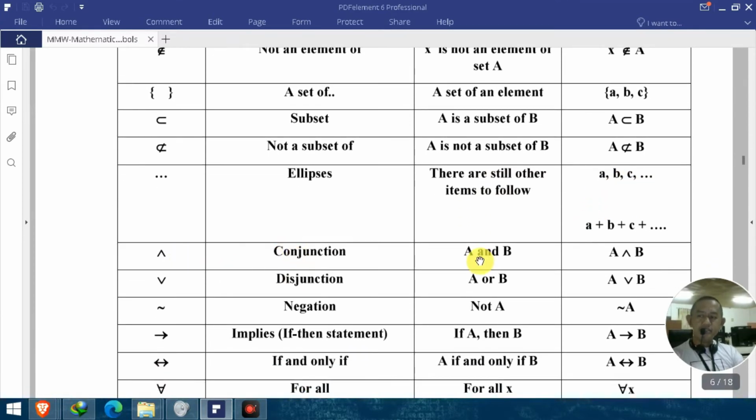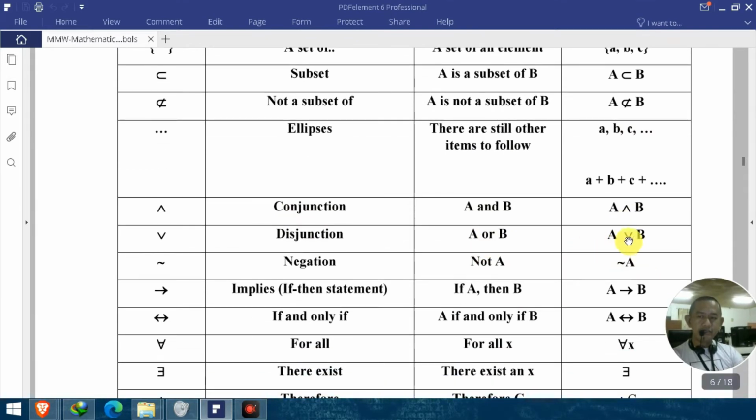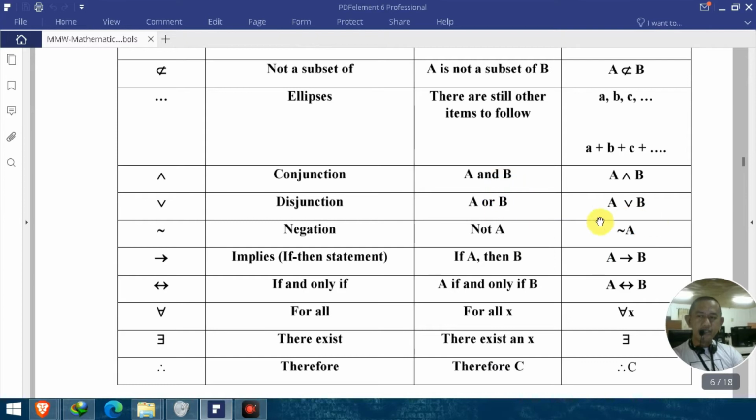We have conjunction, A and B. You read this one, A and B. Then A or B, that's the symbol. You say this one, it's A or B. Then not A, negation. Earlier was disjunction or conjunction. These are the same as the compound connectives in English.